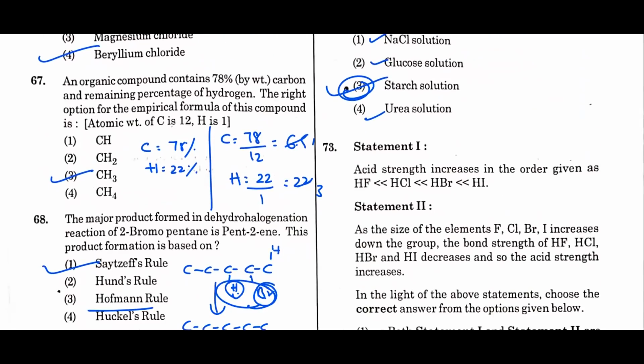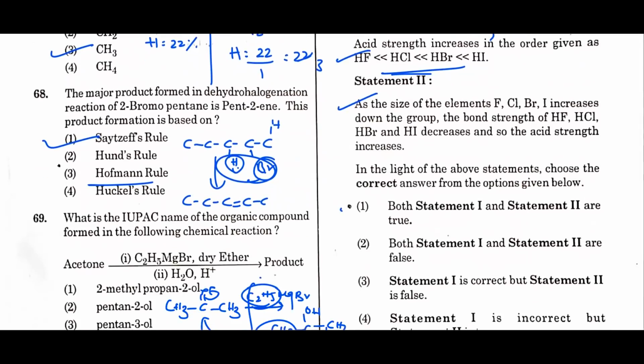Question number 73, HF, HCl, HBr, HI. If you observe, this is the correct acidic strength order, because as we go from top to bottom, the size of the central atom increases, so the bond is weak and it gives H plus ions very easily. So this is a correct statement, and the explanation regarding size, whatever I told, is also correct. Both are correct.